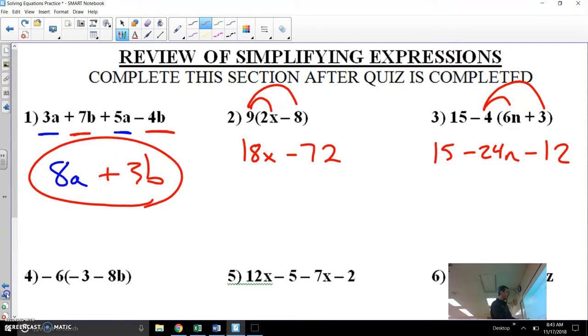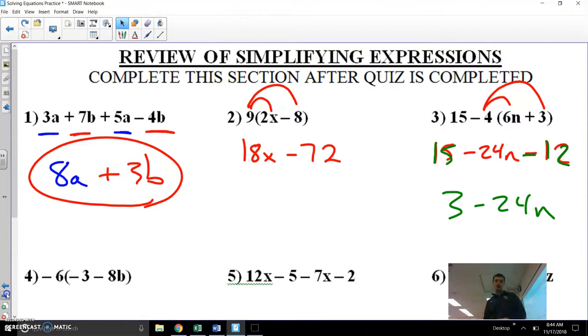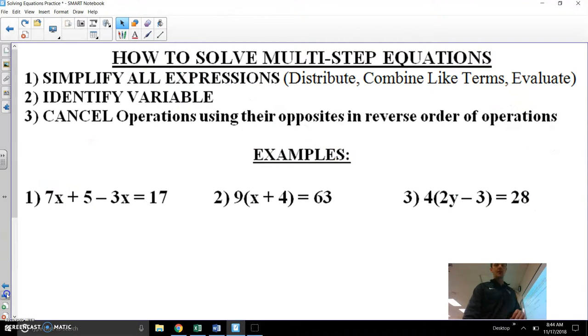We just need to put them together. So this is 15 minus 12. That's 3. And then you can either put the negative 24 in here, or you can put it in the front. If you put it in the front, make sure you put a plus in front of 3 because it represents a positive.